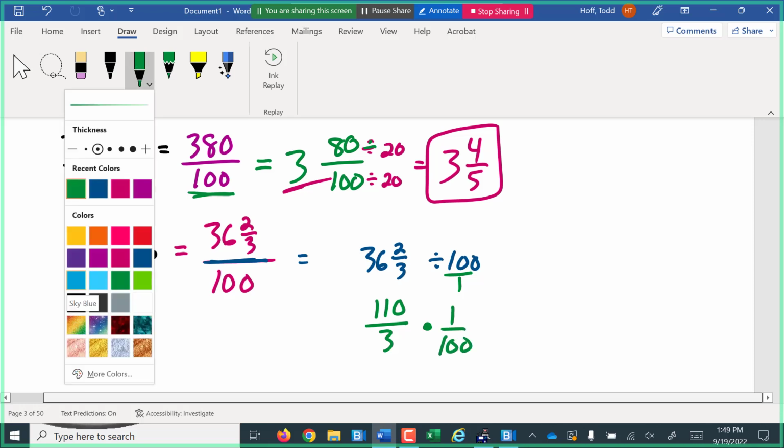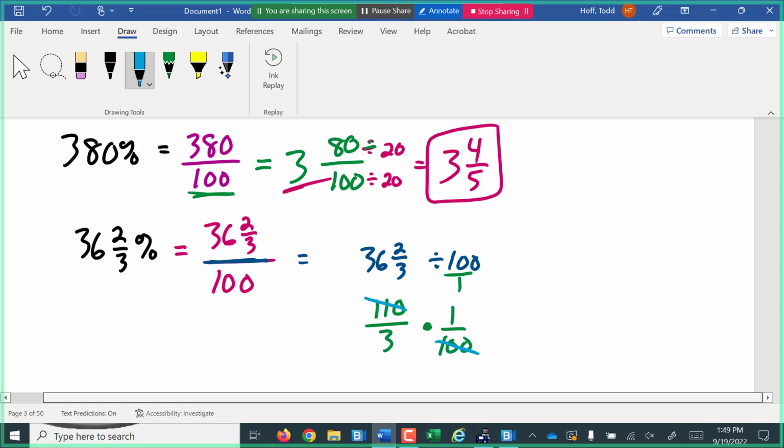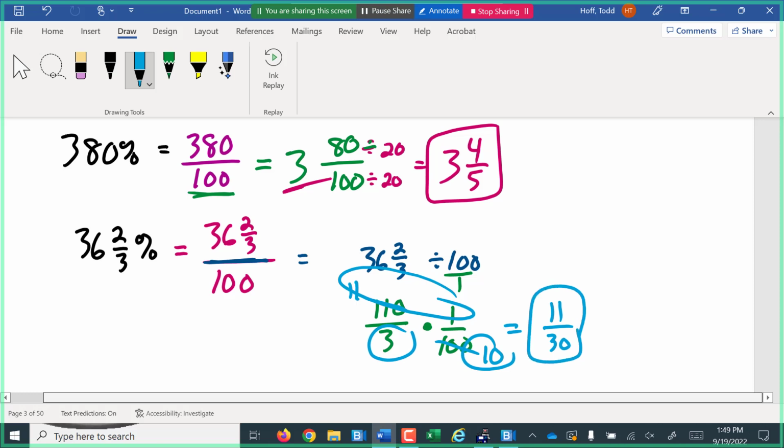Yeah. Both of those, the 110 and the 100, can be divided by 10, giving us 11 here and 10. So we multiply. 11 times 1 is 11. 3 times 10 is 30. So 36 2/3% is 11 out of 30 as a ratio.